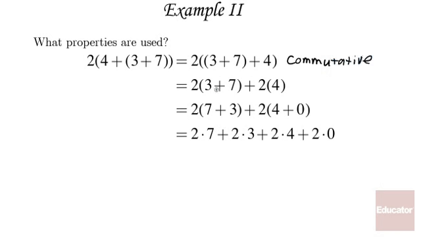Okay, next step. I look at what happened, and this big set of parentheses is gone. And the way it was removed is by use of the distributive property. Recall that the distributive property says that A times B plus C equals AB plus AC. And that's what was done here. 2 times the whole expression, 3 plus 7, and then 2 times 4. So this is the distributive property.